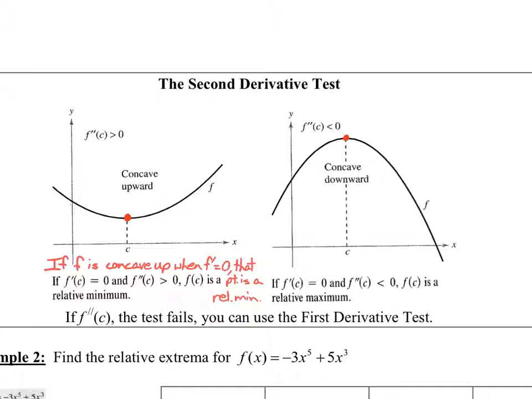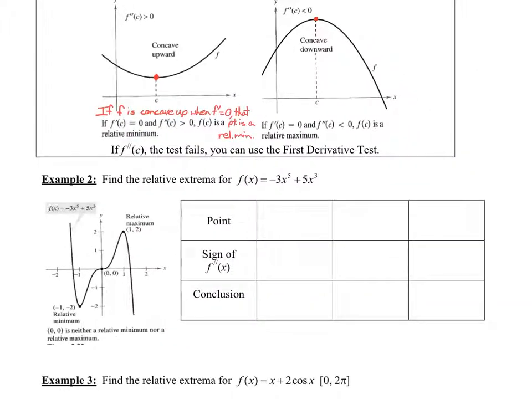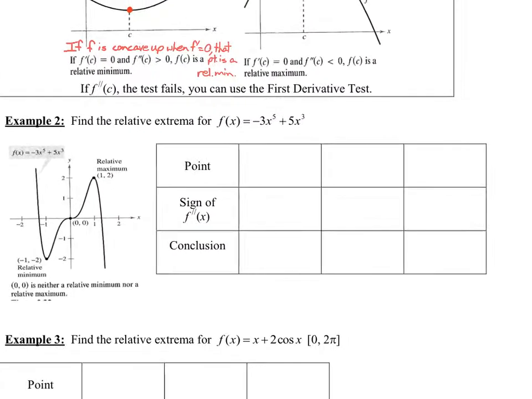An extension of this also is if the second derivative equals 0, that gives us a plateau. So let's apply this here. I already have the drawing of this, but let's go ahead and prove that -1, -2 is the relative min, and 1, 2 is a relative max.